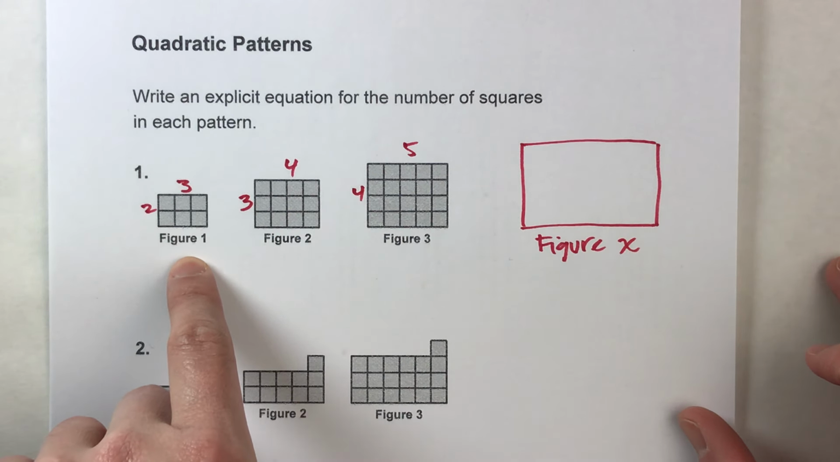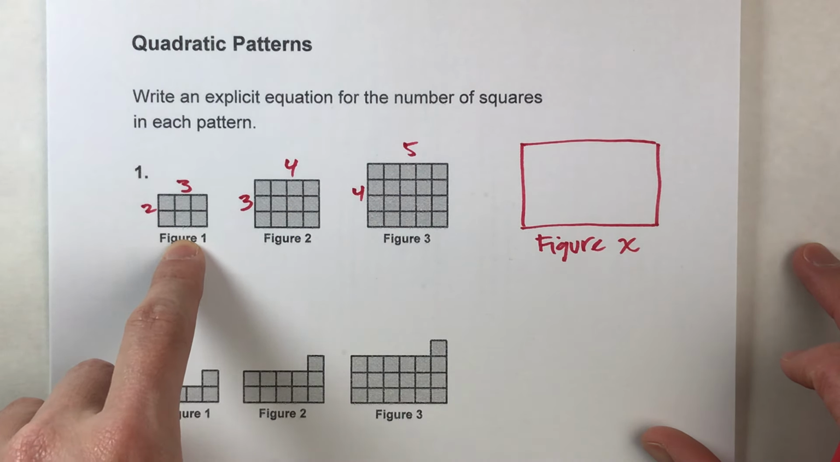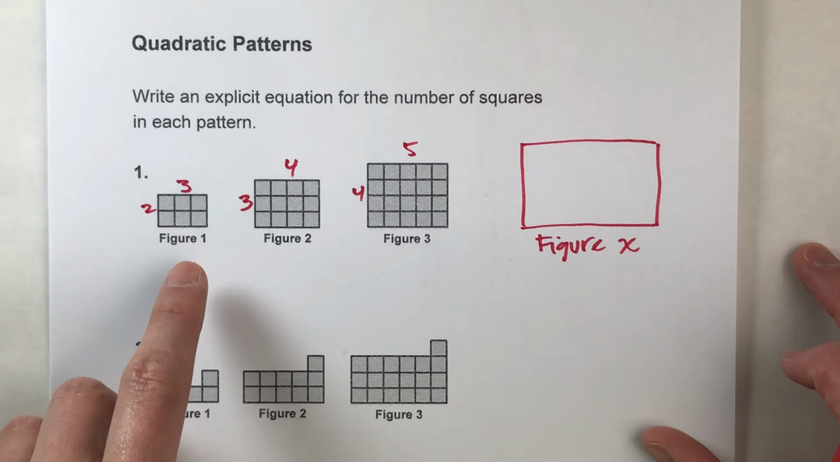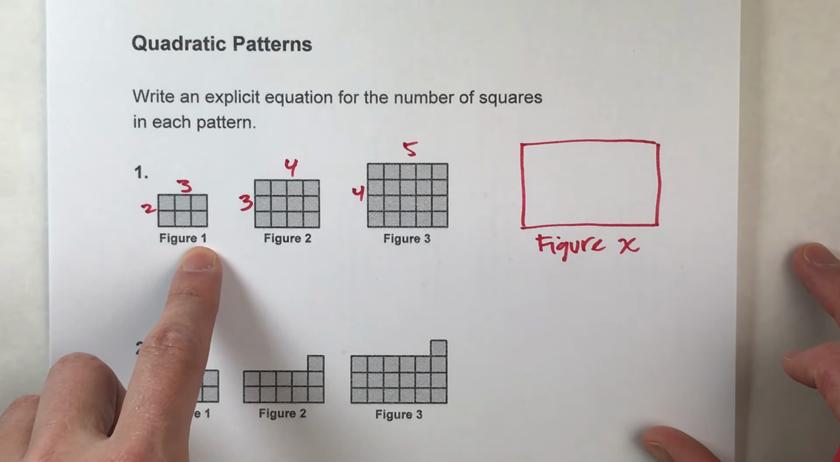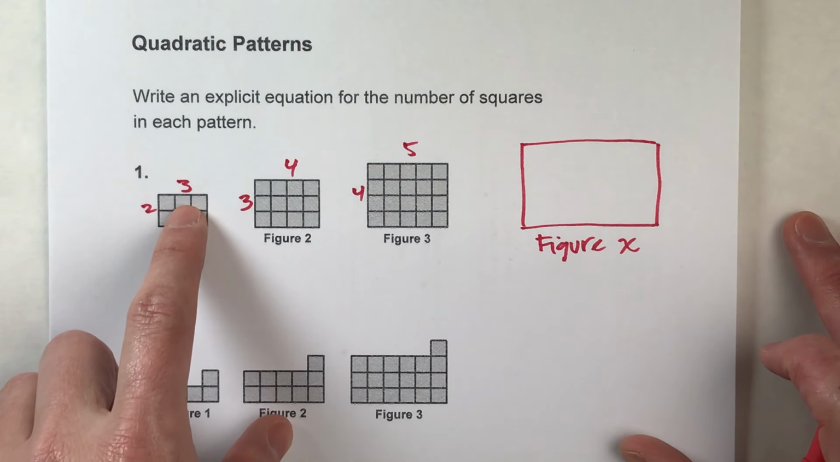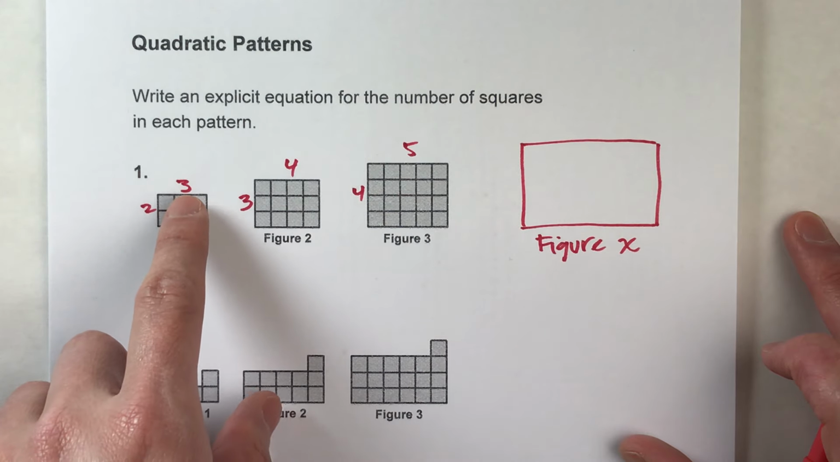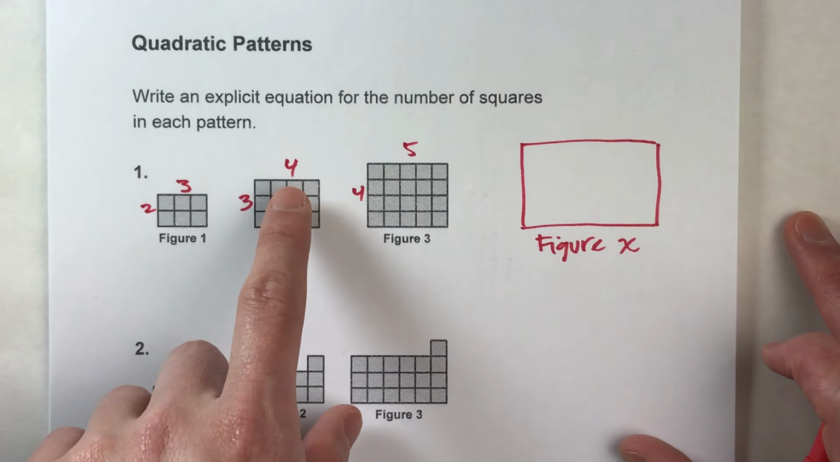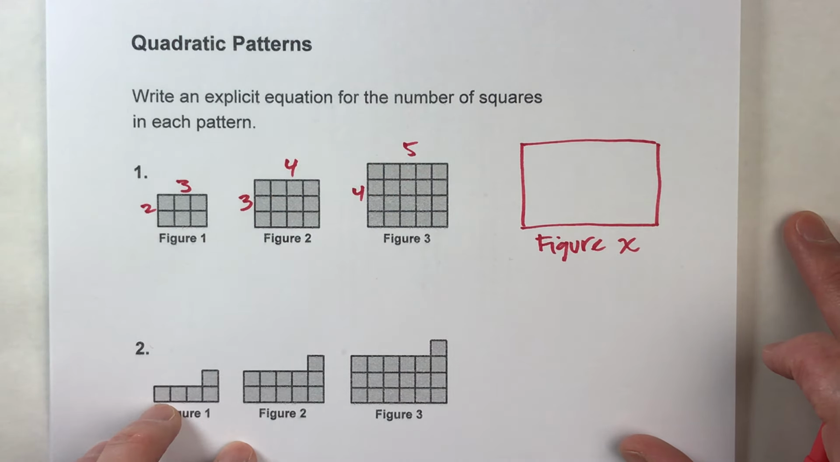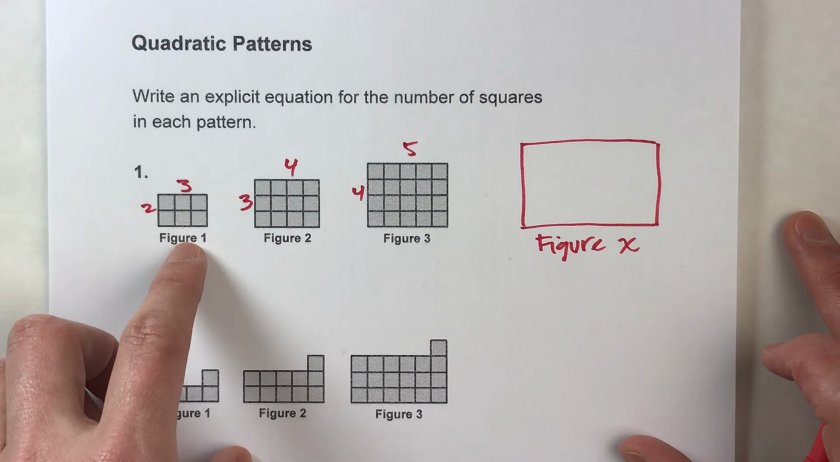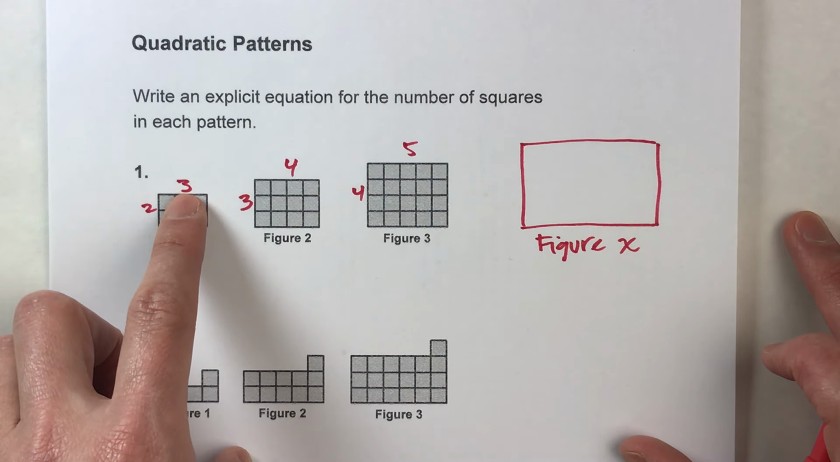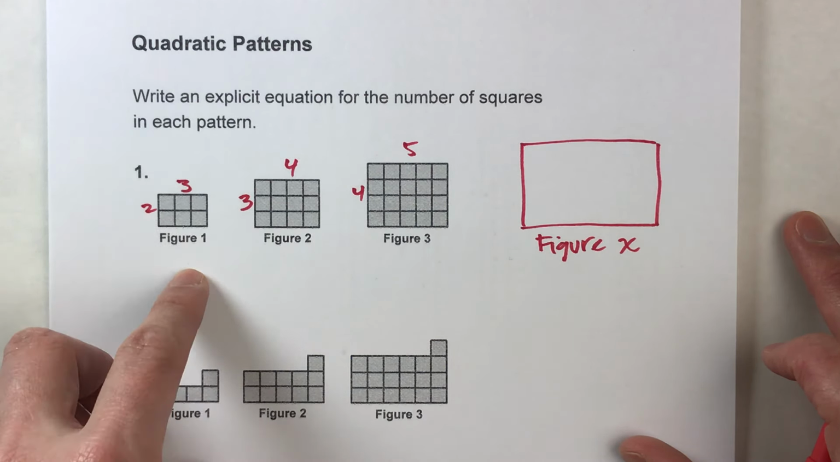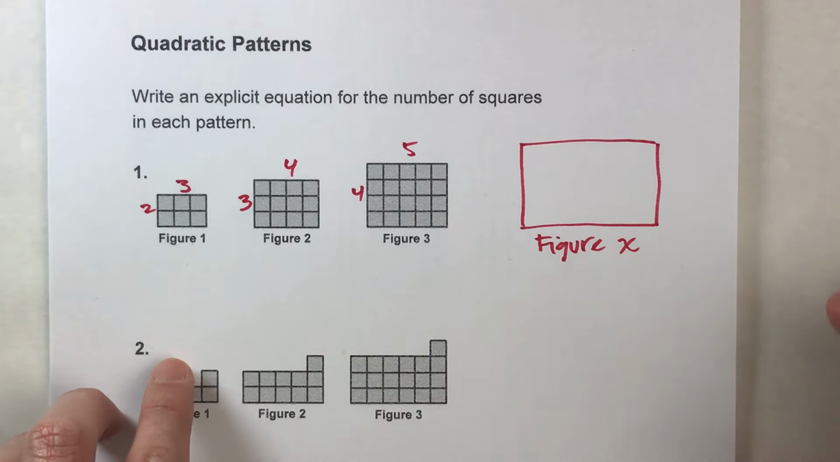Now my last step is to generalize how those numbers are related to the figure number. Now a lot of kids, when they're looking for patterns, try to see what the relationship is from one figure to the next. That's not what we're doing here. We're going to figure out how the figure number relates to the numbers in that figure. I'll give you an example.